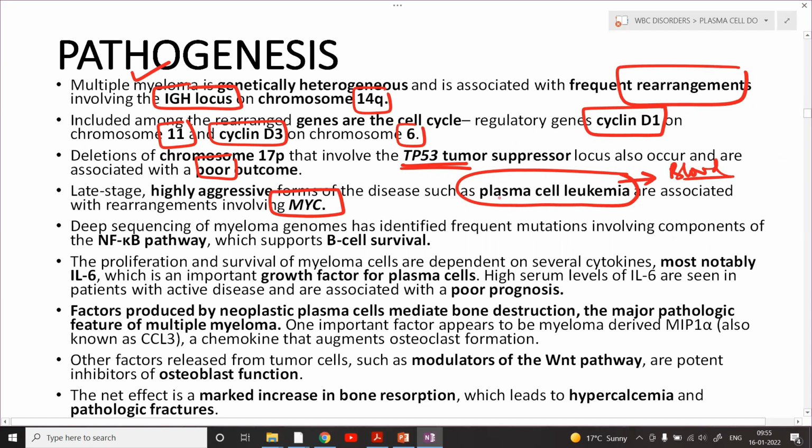Now, in any kind of WBC disorder, even including Hodgkin's lymphoma and others, you see that there is a growth pathway called the NF-kappa B pathway.